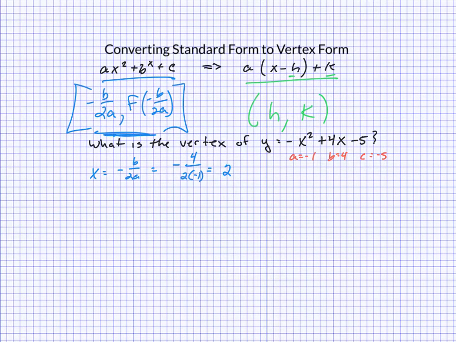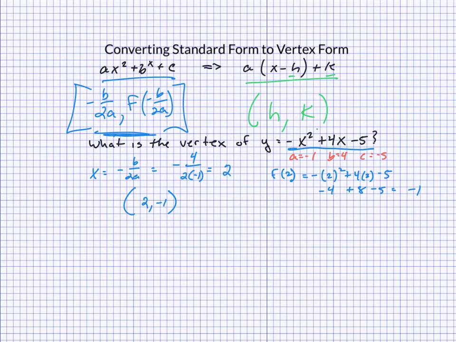If I look at my equation right here, I'm going to go ahead and input 2 into my equation, so I have -2 squared plus 4 times 2 minus 5. This gives us -4 plus 8 minus 5, and we end up having -1. So I know then my vertex is going to be 2, -1.